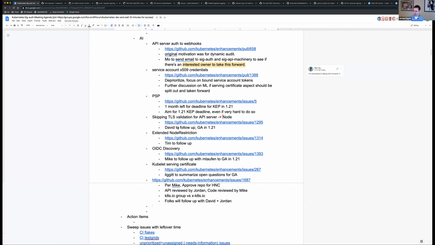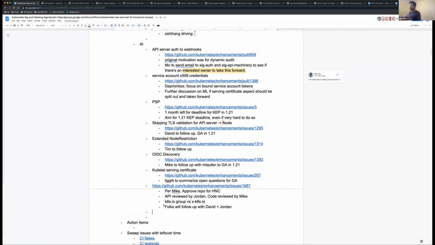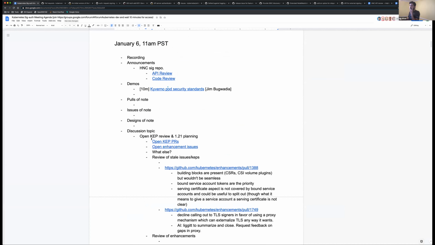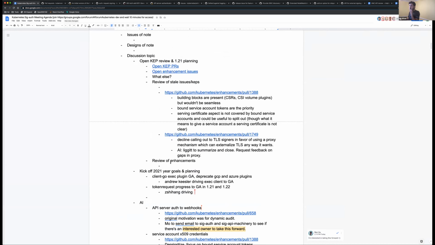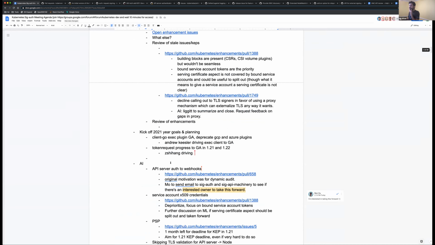Right, this is primarily being driven by SIG Storage. Okay, that's good. So let's see. Yeah, so we went over the stuff that's open.